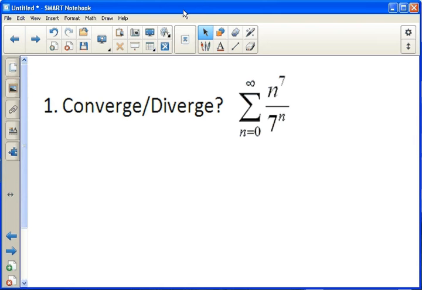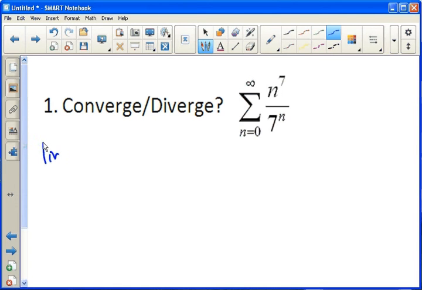This is part 2 for the review for series test number 2. This is starting the section on the ratio test. One way we know to try the ratio test is we've got different types of functions here. We've got n to the 7th, which is a polynomial, and 7 to the n, which is an exponential function.